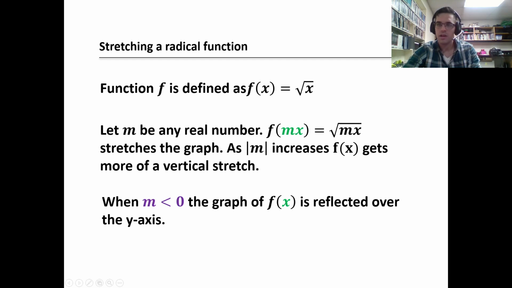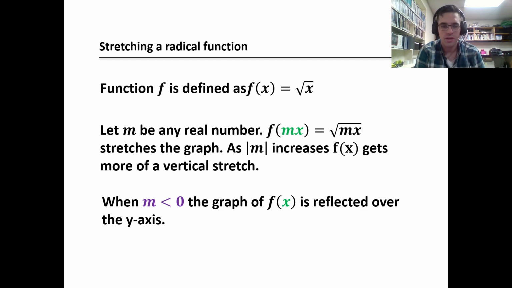All right, so if we multiply our x value by some number inside the square root, such as the square root of m times x, m being any real number, we're going to do a vertical stretch and increase the slope if m is some number bigger than 1. If m is between 0 and 1, we're multiplying by some fraction. It's going to make a vertical compression of our function.